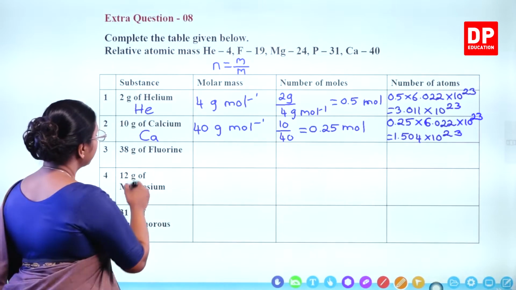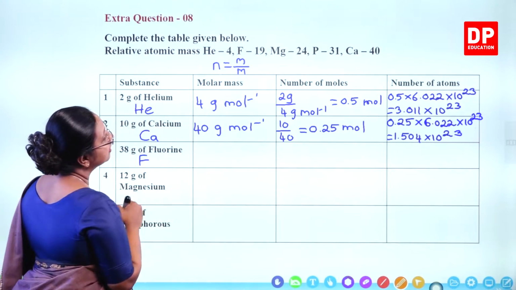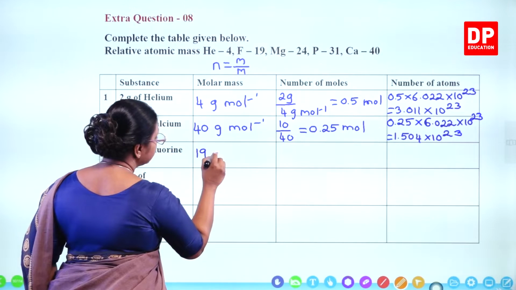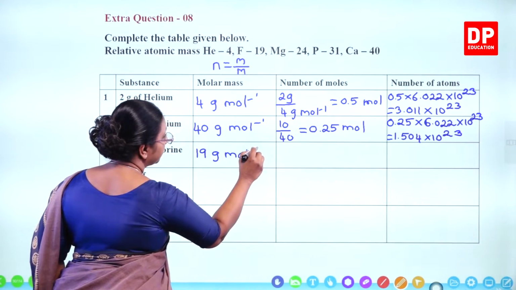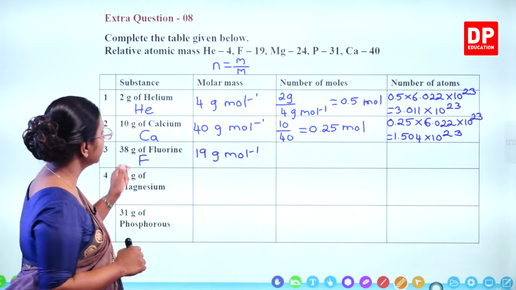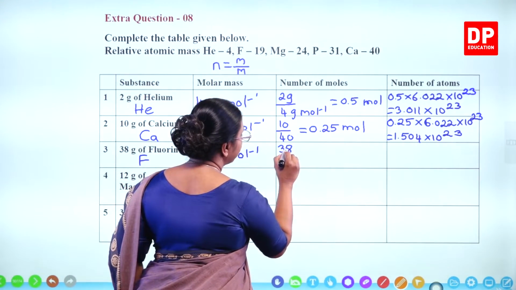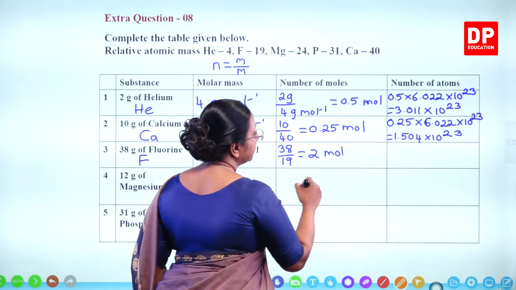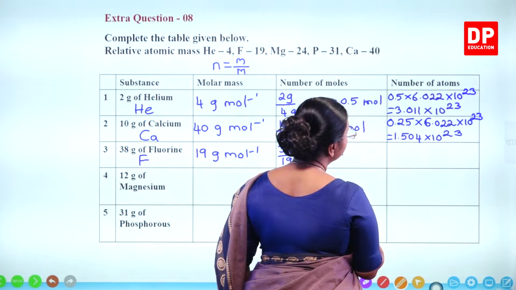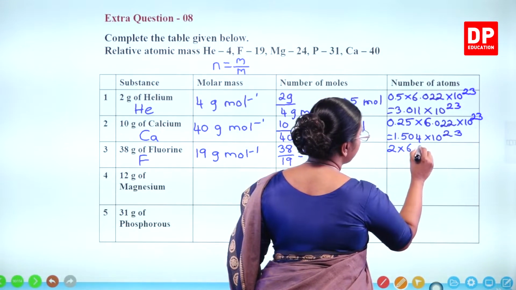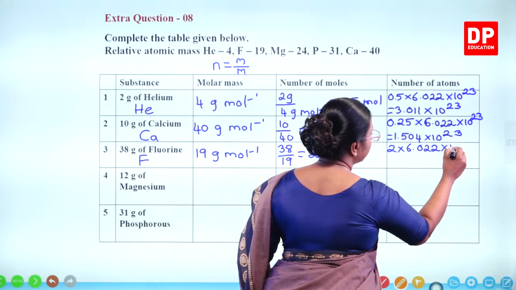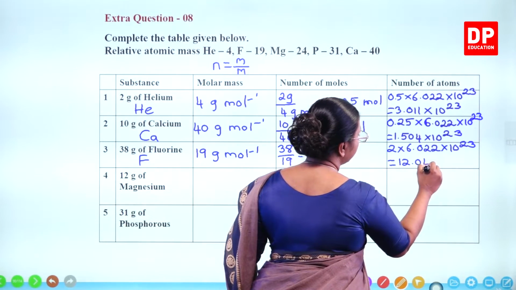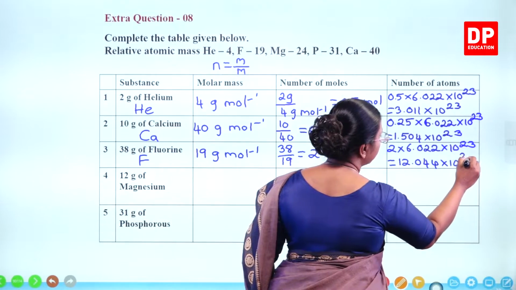Then 38 grams of fluorine. What is the atomic mass? That is 19. So what is the molar mass? 19 grams per mole. Then what is the number of moles? 38 divided by 19. So that is 2 moles. Then what are the number of atoms, fluorine atoms? 2 into 6.022 into 10 to the power of 23. So that is 12.044 into 10 to the power of 23.